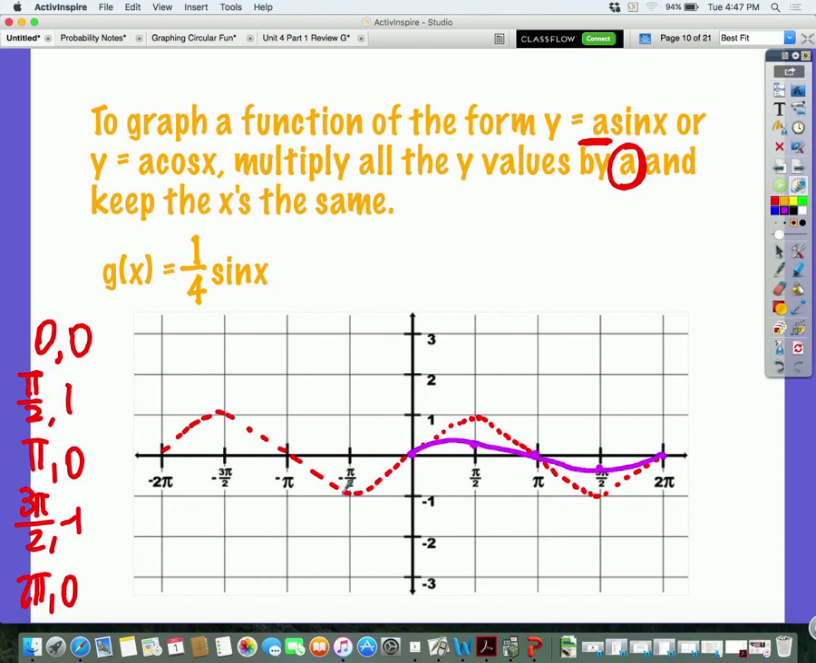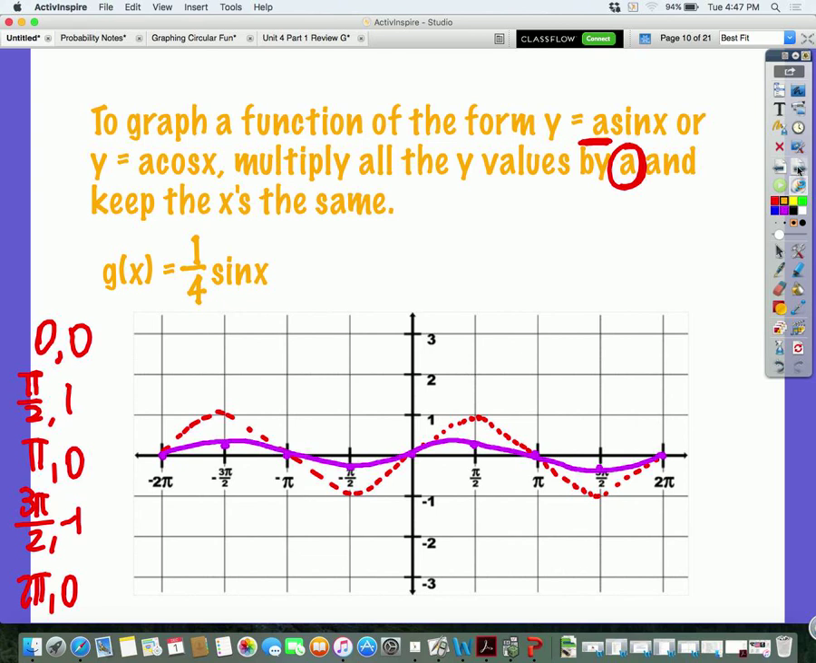I can repeat the same process over here on the negatives. No longer negative 1, I'm now at negative 1/4. 0, I'll stay where I am. Positive 1 turns into a positive 1/4, and then 0 stays where it is. So again, connect the points. It basically is getting squished vertically by a factor of 1/4, and you can see that it gets closer to the x-axis.